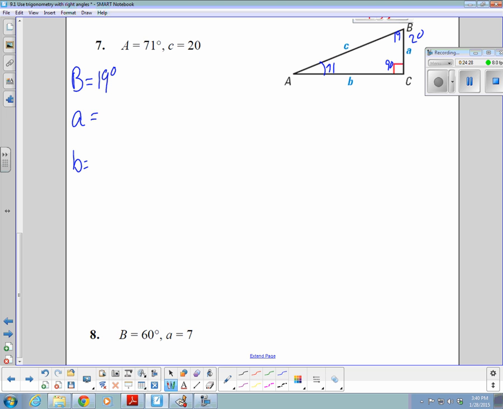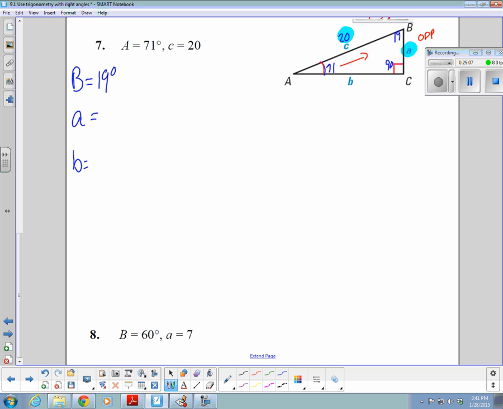Little a, little b. So little a, what do I want to use here? Hold on, where did the 20 come from? That seems weird. I don't know where that came from. Oh, yeah, I do. That was C, so this is 20. So I'm trying to find A. Let me get a little highlighter out here. I want to find him. I got him. So I'm looking for the opposite. If this is my angle I'm using, the opposite's right there.